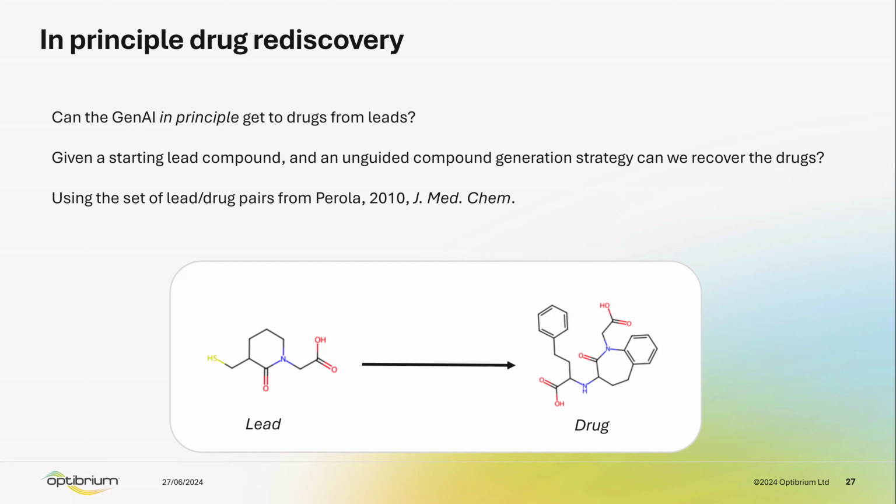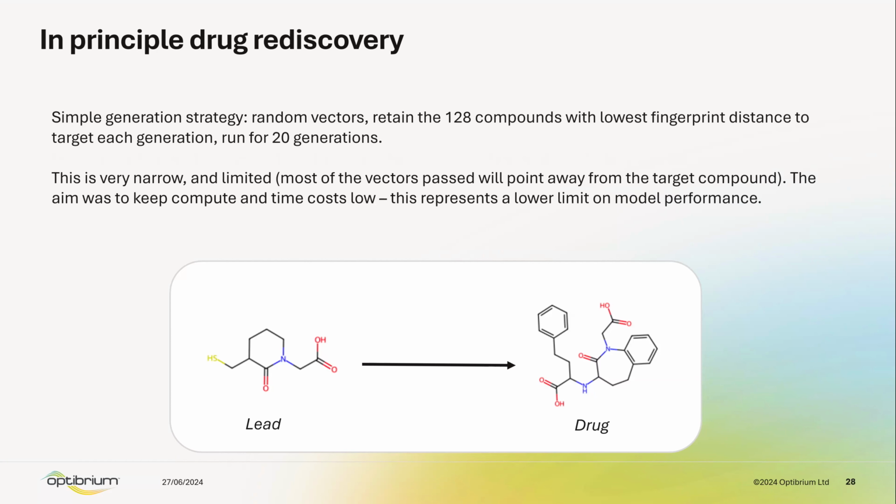And we use the set of lead and drug pairs from Parola et al. 2010. So this is a very simple strategy. We generate the compounds at random, we retain the closest in fingerprint space, and run this for some number of generations. This is a very narrow search. When we did this exercise with Nova, we did a broader search, but for a smaller number of generations. And this is just set by aiming to keep compute costs and time costs low.